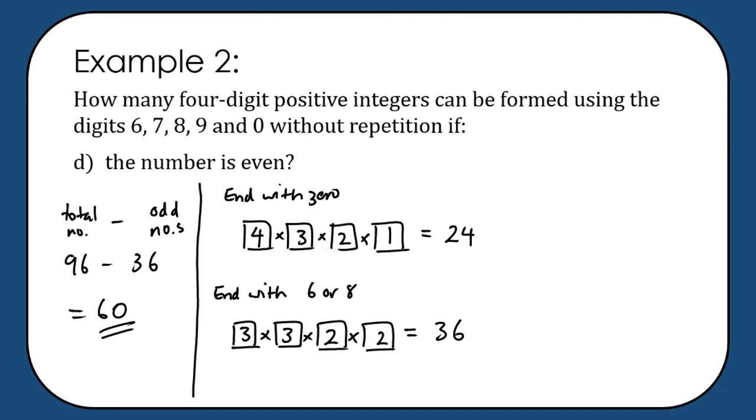The number is either going to end with a 0 or end with a 6 or 8. So that means that we're going to add together 24 and 36 to find that we get 60 different arrangements. So you just need to be very careful when your list of digits includes 0, because 0 can't go at the beginning of a number if it's to be 3 or 4 digits. So you need to think quite carefully about that.